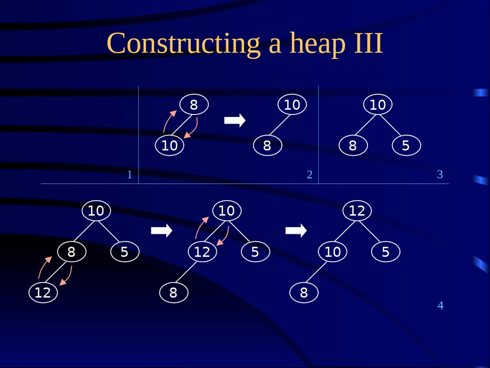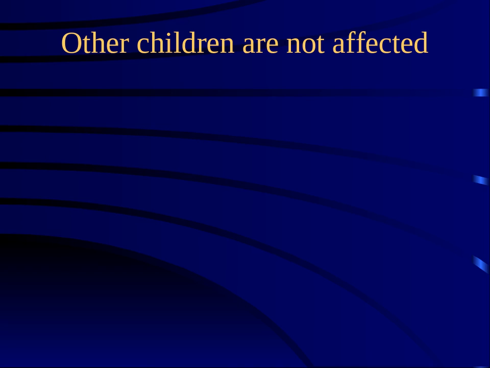And then if it was a smaller value than the 8, we would have to swap them. I mean, it's not, because we had switched originally. But if somehow that had worked out that there was a smaller value down there. Great question. Other children are not affected.